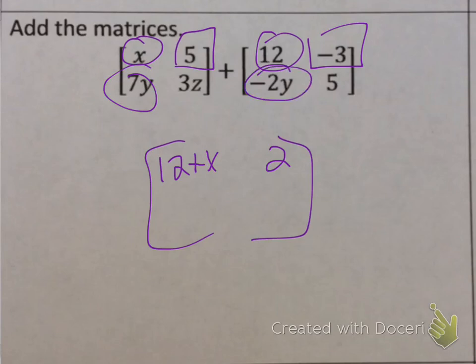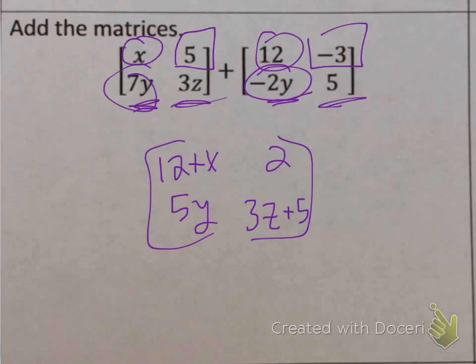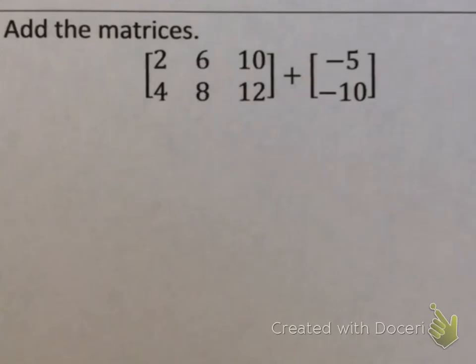7y minus 2y, because those are like terms with the same variables, I can combine those together to be 5y. And 3z plus 5 would be exactly that, 3z plus 5. They're not like terms, you cannot combine them together. So it works all the same rules that we've done all year long, but we're just putting our answers in matrices.